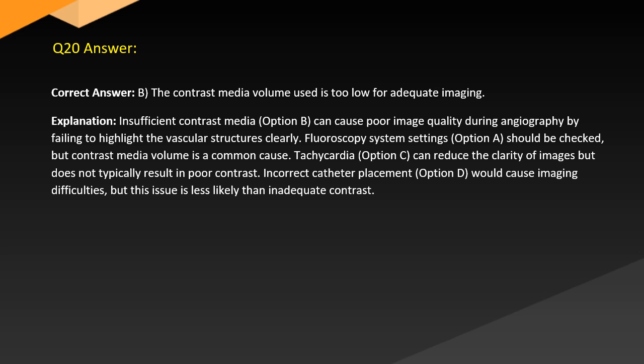Tachycardia, option C, can reduce the clarity of images but does not typically result in poor contrast. Incorrect catheter placement, option D, would cause imaging difficulties, but this issue is less likely than inadequate contrast.